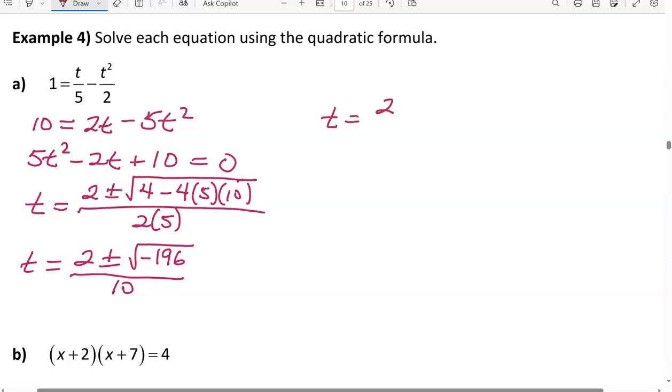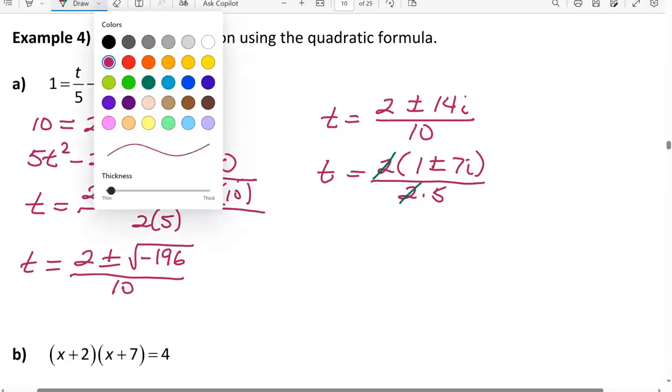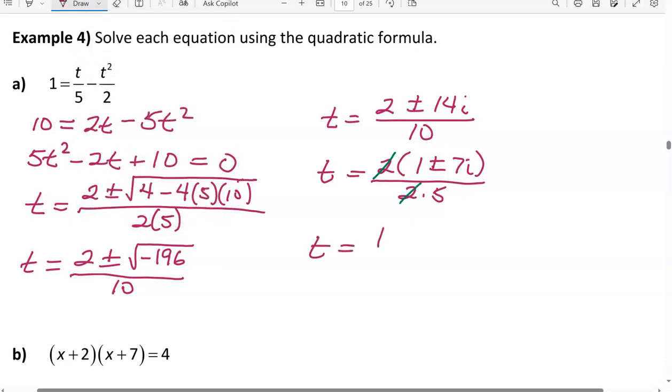t is equal to 2 plus or minus the square root of negative 196, which is 14i, divided by 10. And so what we want to do now is factor that 2 from the numerator, 1 plus or minus 7i, and then factor a 2 from the denominator, and then divide out those common factors, and our t values are 1 plus or minus 7i divided by 5.